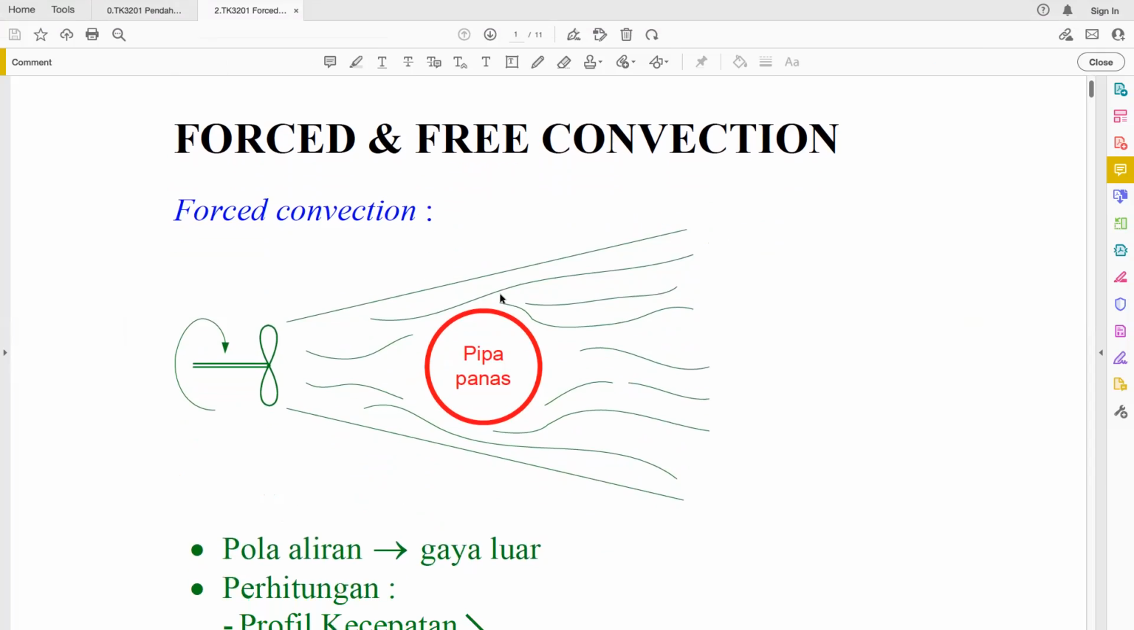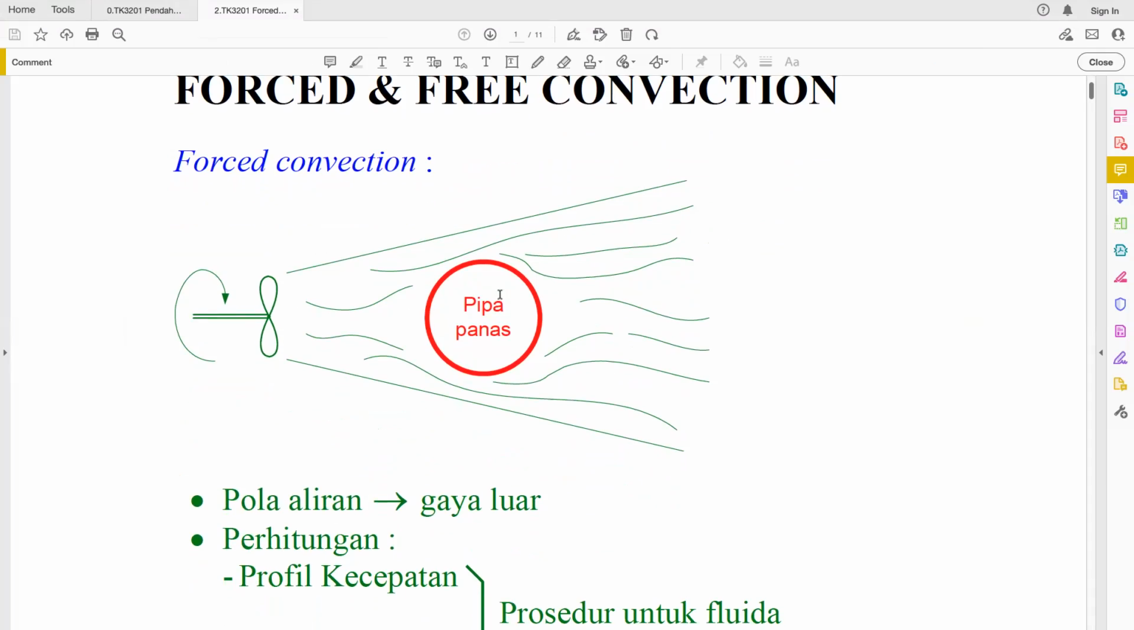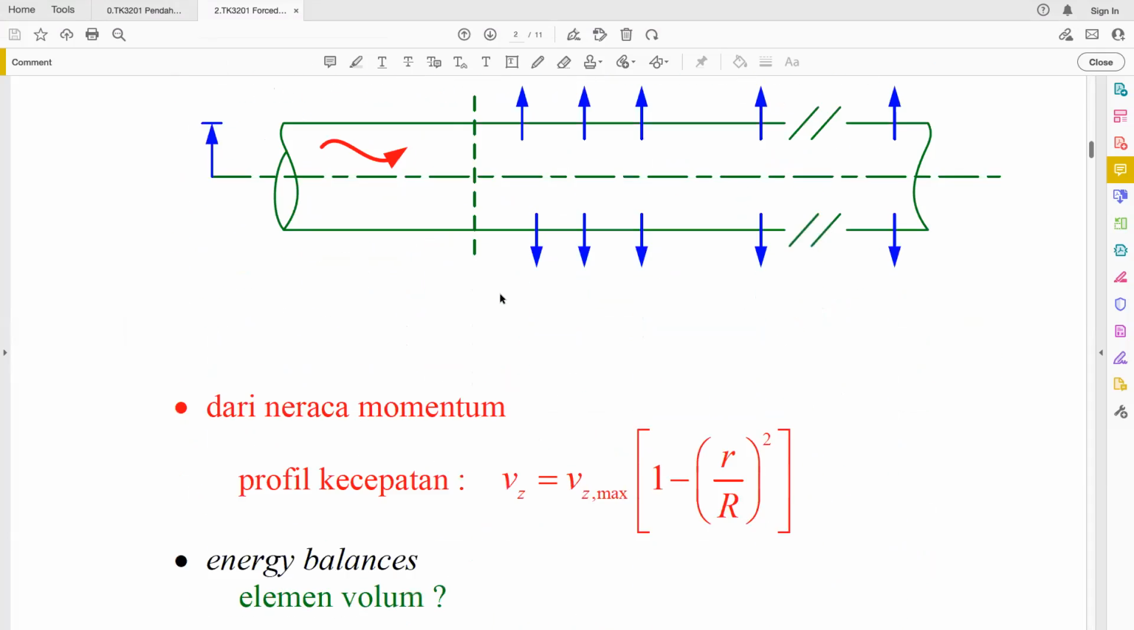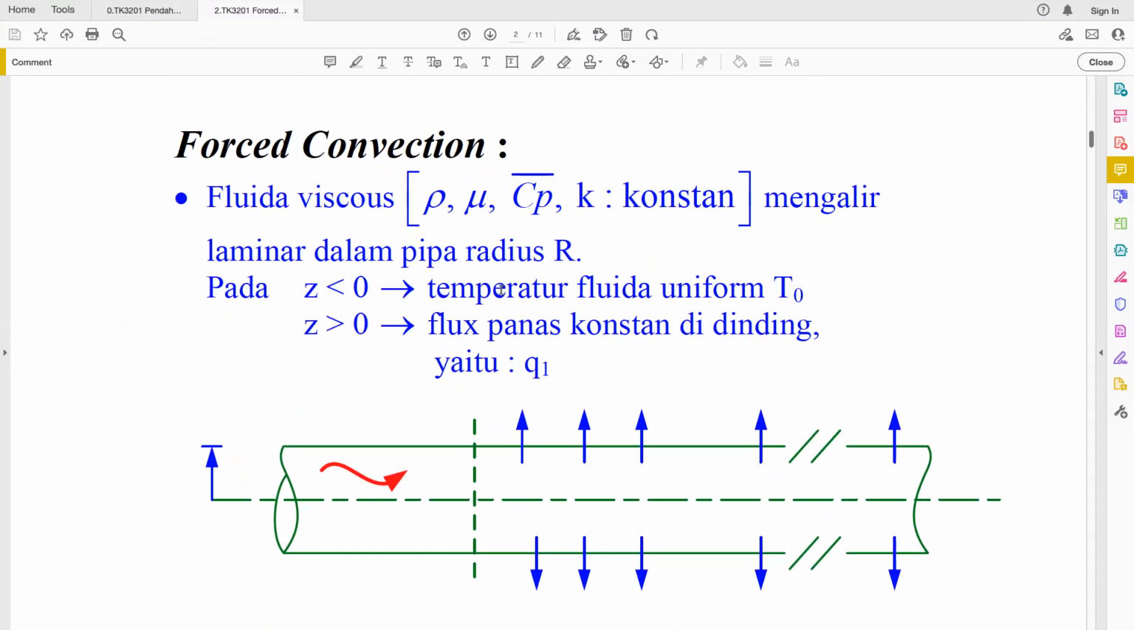So yesterday we talked about force and force convection. After you watch the videos or the recordings, check again. This is a typical question or problem for force convection.